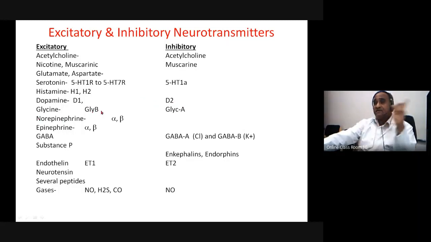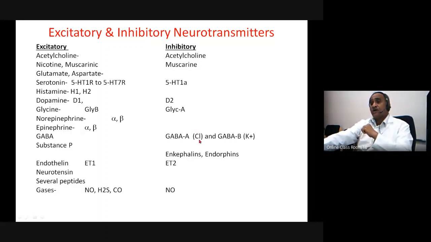Glycine B, I said glycine 1 and glycine 2, I said no. Glycine 2 is equal to glycine B. Glycine B is excitatory and glycine A is inhibitory. Especially these glycine A receptors are present in the spinal cord. Norepinephrine, alpha and beta. So like that, but coming back to GABA, GABA A is a chloride ionophore.